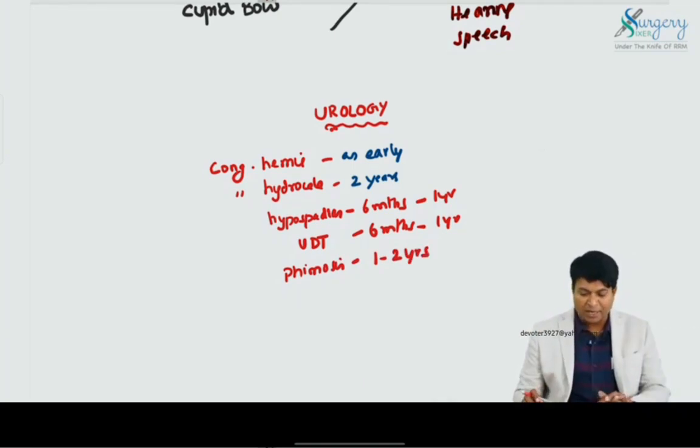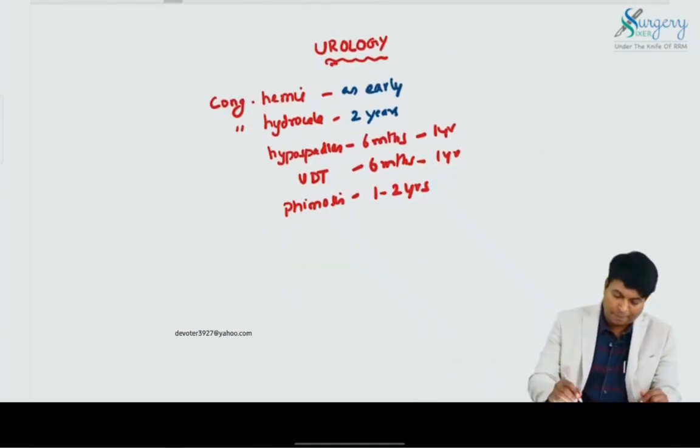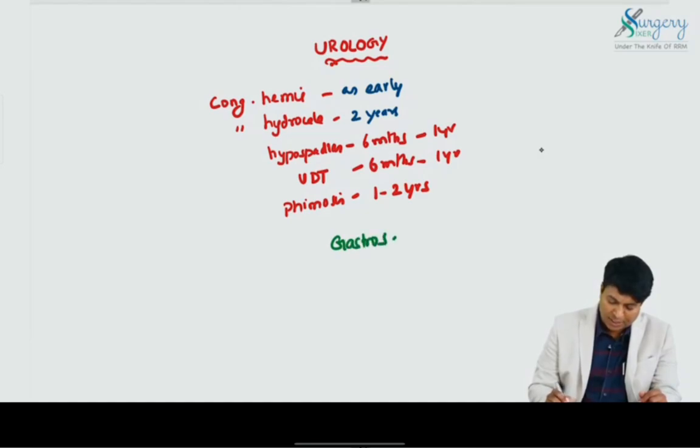Congenital tight phimosis, we operate at 1 to 2 years. So these are the urological operations. Next, coming to gastro surgeries. What are the operations you do in gastro?